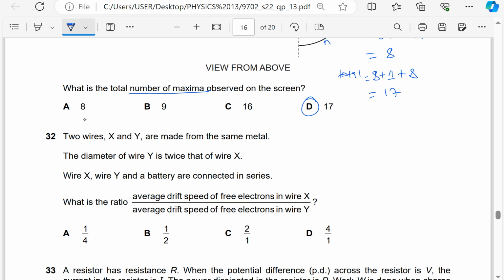Two wires X and Y are made from the same metal. That means resistivity is the same. The diameter of wire Y is twice that of wire X.